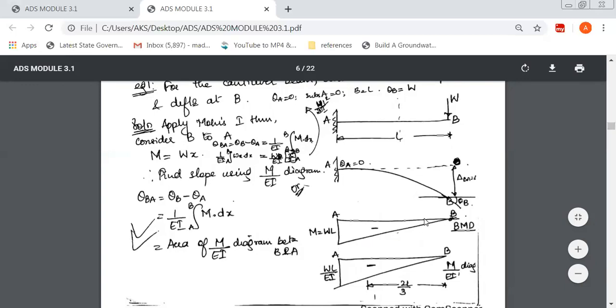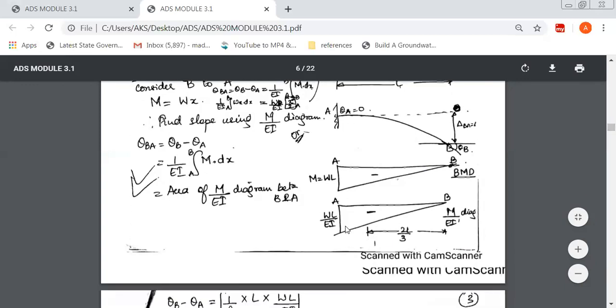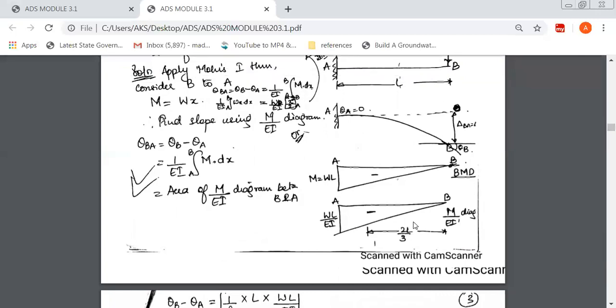Now our main interest is to draw the M over EI diagram. It is the same as the bending moment diagram, but the ordinates have to be divided by EI. So at B it is 0 and at A it is maximum. W into L is the maximum ordinate, and you divide it by EI, so it becomes WL over EI. We'll be finding the moment from the free end, that is at B. So we'll be finding the centroid of this diagram. We want to find the centroid of this.